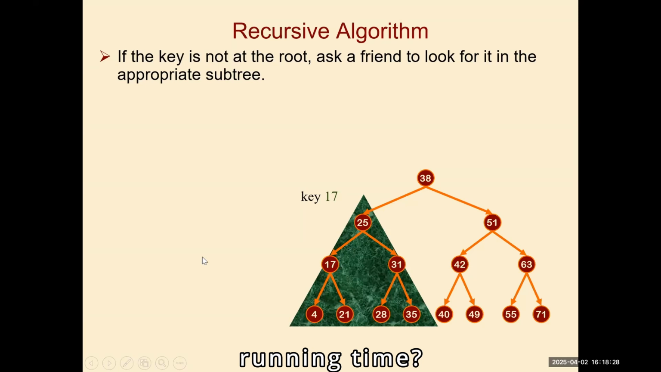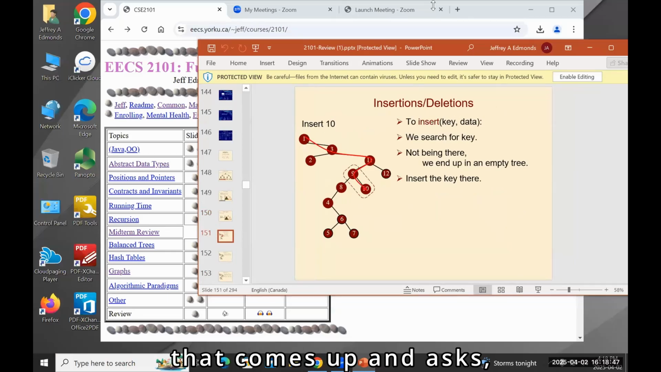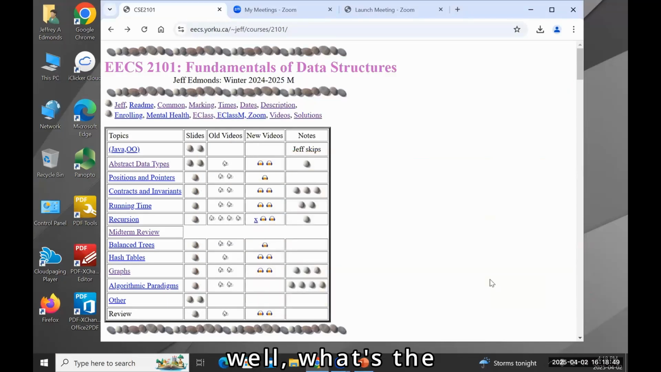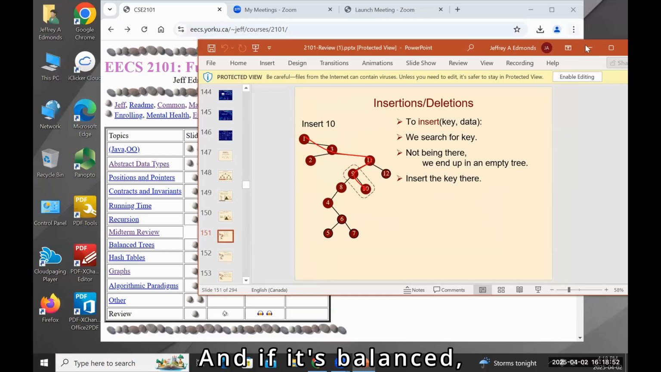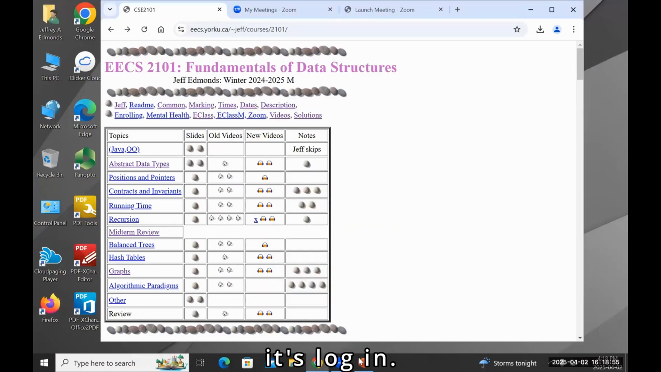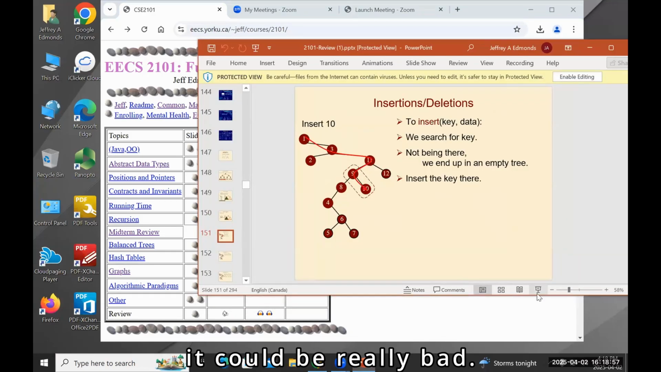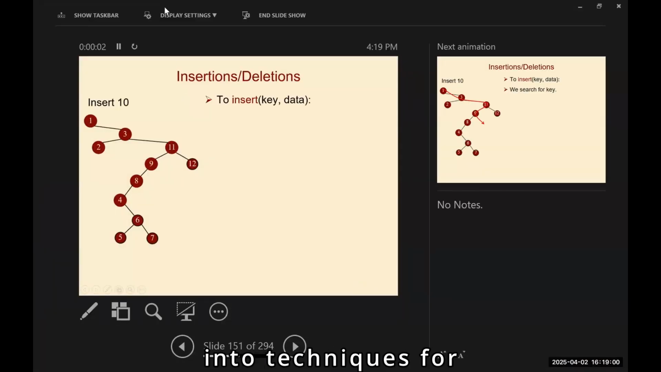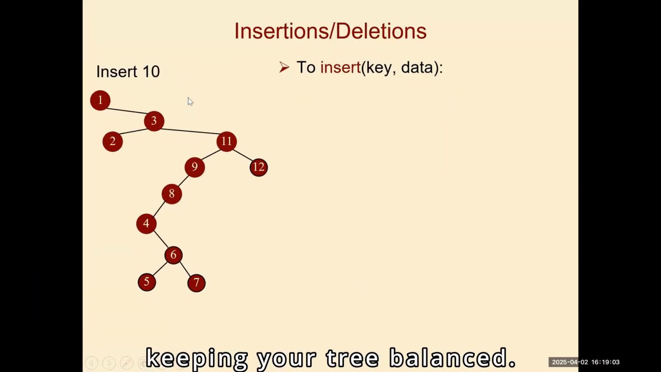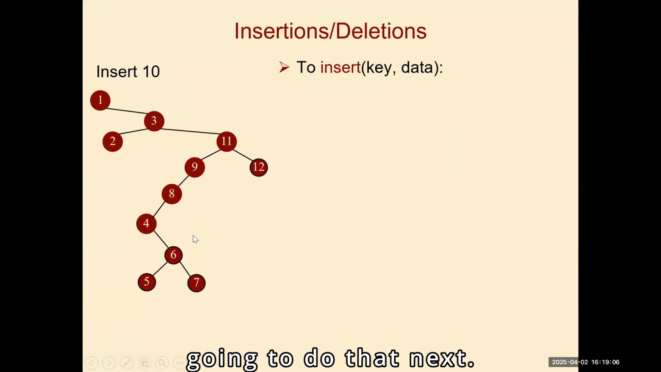Everybody see how you can just do binary search. And what's the running time? It's the height of the tree, right? Everybody buy this? Yeah? No, it's the height of the tree. All right? So then that comes up and asks, well, what's the height of the tree? And if it's balanced, it's log n. If it's not balanced, it could be really bad, right? So then we're going to get into techniques for keeping your tree balanced, all right? But we're going to do that next, all right?